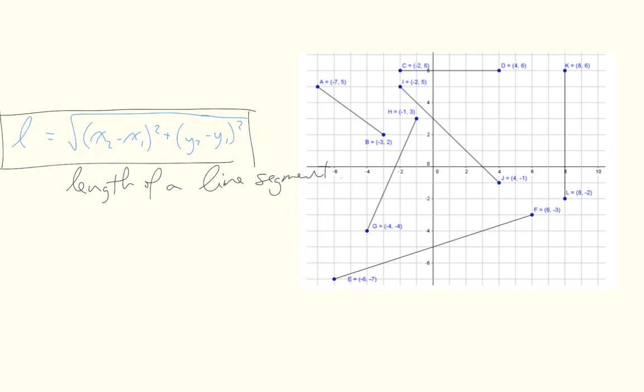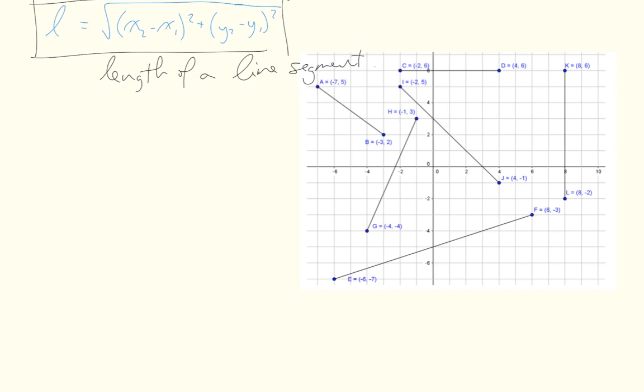So, for example, if I wanted to calculate the length of EF, well, I would call E x1, y1, I would call F x2, y2. Doesn't matter which one I call x1, y1, which one I call x2, y2, just like with slope, just like with midpoint, as long as I'm consistent and the ones are together in one point and the twos are together in the other point. Here we go. Filling in x2 minus x1 squared plus y2 minus y1 squared.